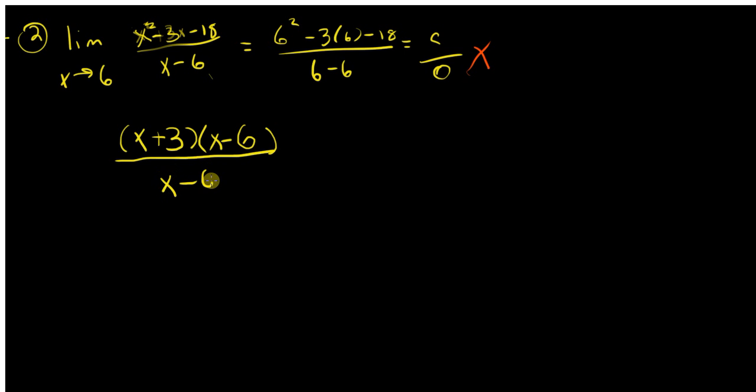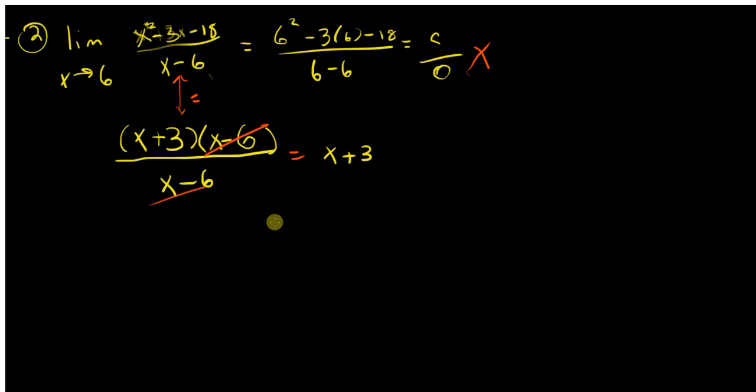I don't go into huge detail on how to factor here, because I think you understand that already. But if you don't, I'll put up some algebra videos in the future where you can review factoring. Here's your new function. This function is the same thing as this function. They are the exact same thing. And now, check this out. The x minus 6's cancel out, and we are left with nothing more than x plus 3.